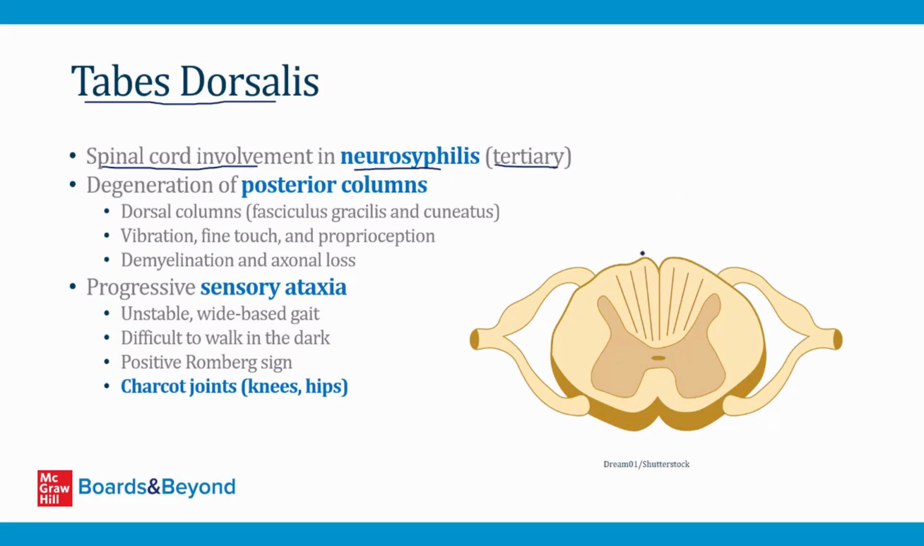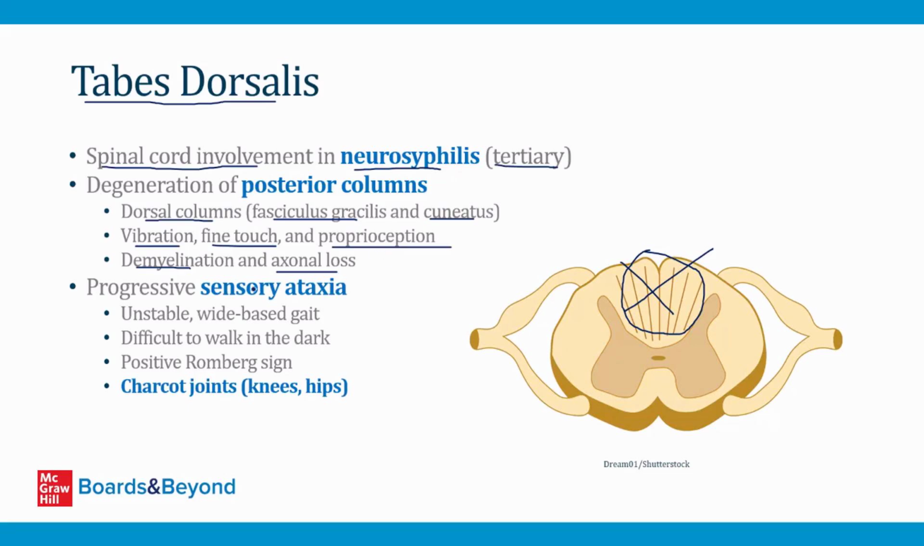So in tabes dorsalis, what happens is you get degeneration of the posterior columns found in this region of the spinal cord. These are also called the dorsal columns. They're made up of two nerve bundles. One's called the fasciculus gracilis, the other's called the fasciculus cuneatus, and I talk about this in detail in the video on the spinal cord. As a result of losing this region of the spinal cord, patients will lose their sensation to vibration, fine touch, and proprioception. And this is all caused by demyelination and loss of axons related to syphilis infection.